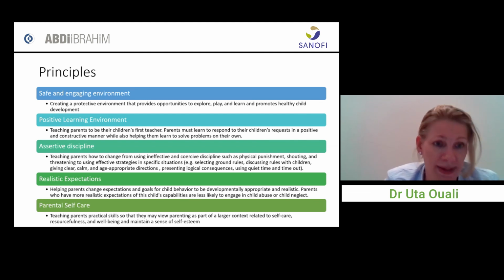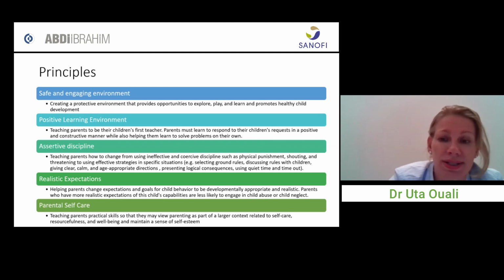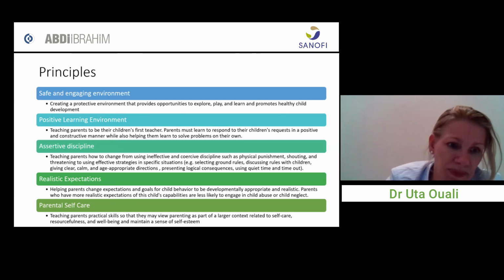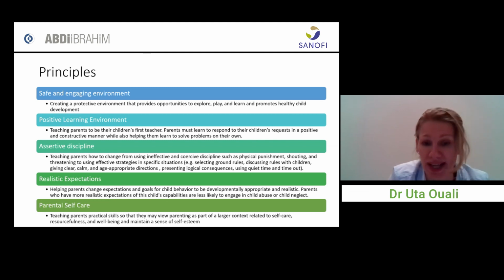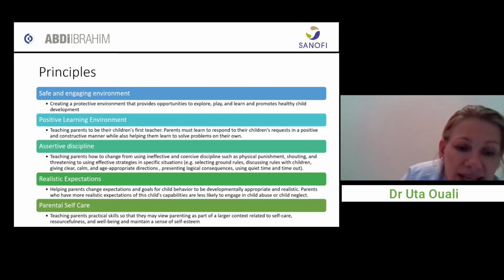Parents are taught how to change from using very ineffective and coercive discipline, such as physical punishment, shouting or threatening, to more effective strategies in specific situations, such as ground rules, discussing these rules with children, giving clear, calm, and age-appropriate directions, presenting logical consequences, and using quiet time or timeout. Another principle is to teach parents to have realistic and age-appropriate expectations toward their children. The last point is to teach parents practical skills so that they may view parenting as part of a larger context related to self-care, resourcefulness and well-being.